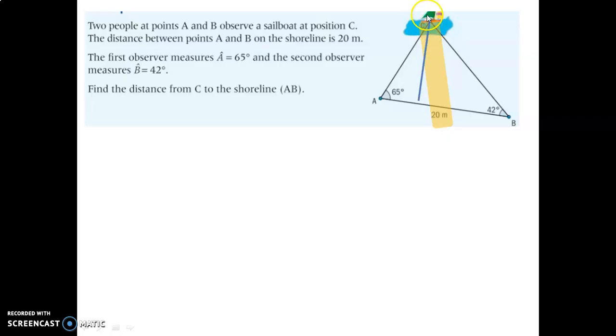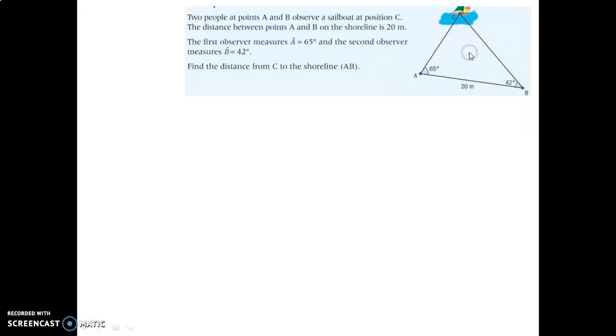The distance is always considered a perpendicular distance. When we say distance from a point to a line, it's always perpendicular. So the distance would be measured as a straight line that's perpendicular to the shore. So that's the one we need. But that one we can find after finding one of these two. Okay, so let's start by finding one of those two.